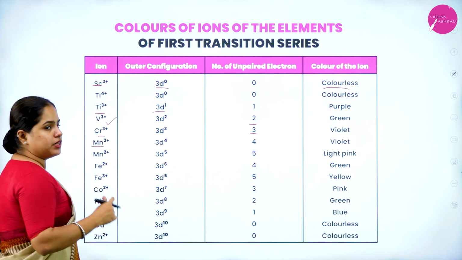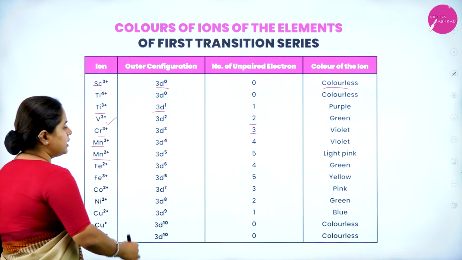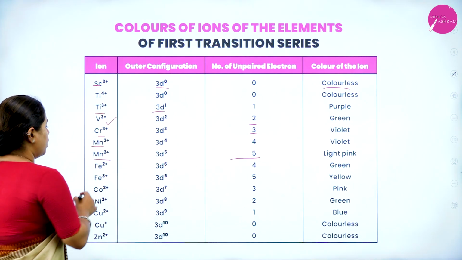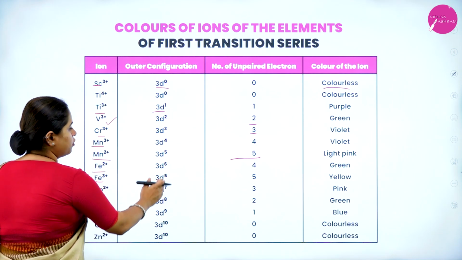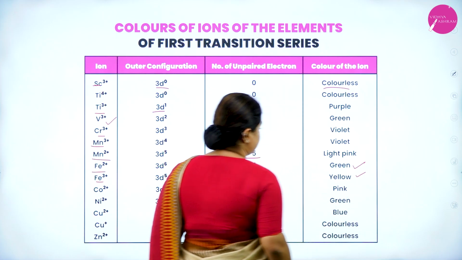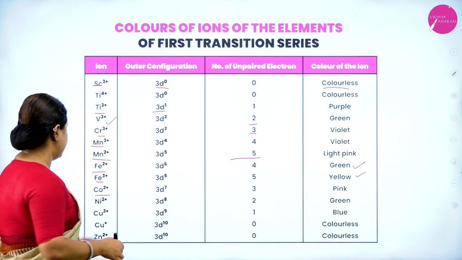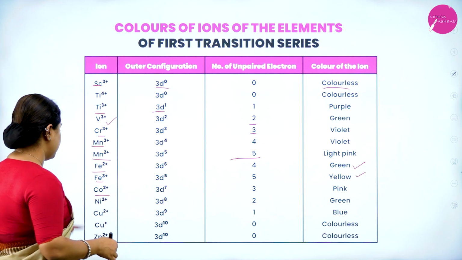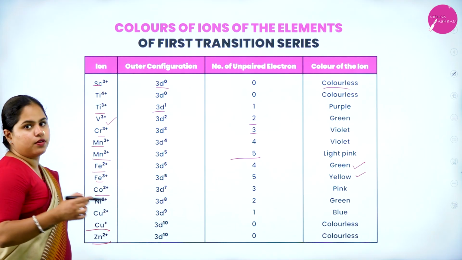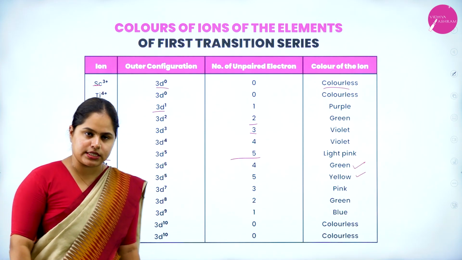Mn 3 plus, manganese 3 plus, it will also show violet color. Manganese, yes, you can see 5 unpaired electrons. It will show a baby pink color. Now Fe2 plus and Fe3 plus, both of them are having unpaired electrons. It will show green and yellow color respectively. Right. Now you have cobalt 2 plus, you have pink color. Nickel 2 plus you have green color, copper 2 plus you have blue color, and Cu plus and Zn 2 plus will be colorless because there are no presence of unpaired electrons. I hope it is clear.